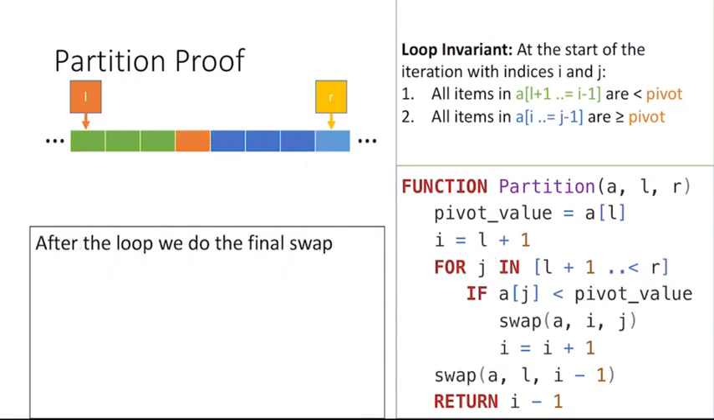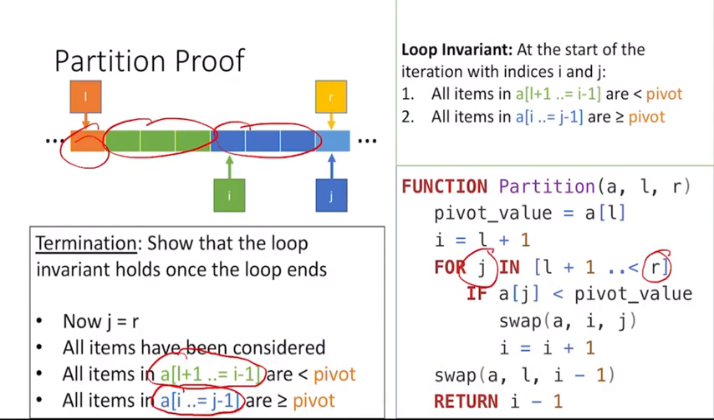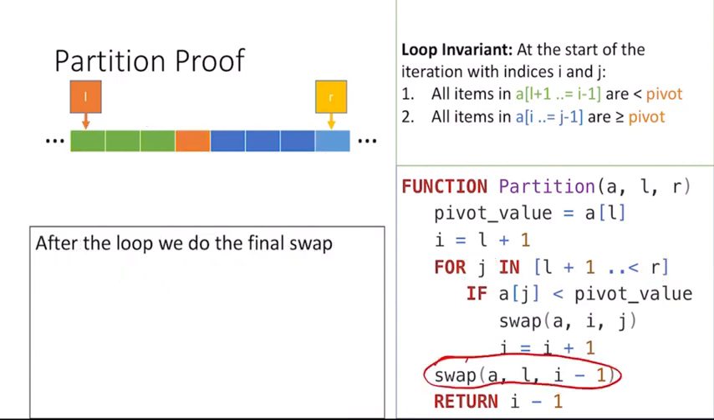And while not necessarily part of the loop itself, we should end by saying what we do right after the loop. We're going to swap the value that was here, one to the left of i, with the pivot, and that's going to give us our correctly partitioned subarray with the pivot in its correct final spot.